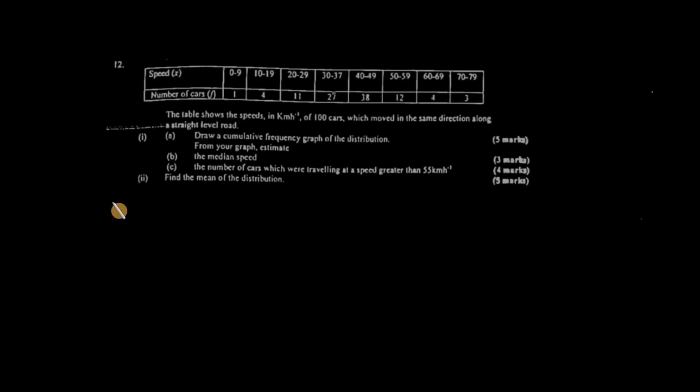Number 12, Roman 1c. The number of cars which are traveling at a speed greater than 55 kilometers per hour. To know this, we need to go to the y-axis and read the number of cars that are traveling at a speed of 55 kilometers per hour. When we have that number, we take 100 minus that number, since 100 was the total number of cars. From there we will know the number of cars traveling above 55 kilometers per hour.